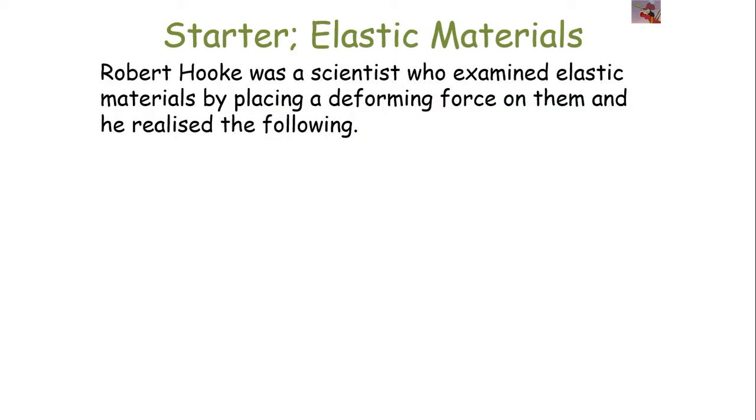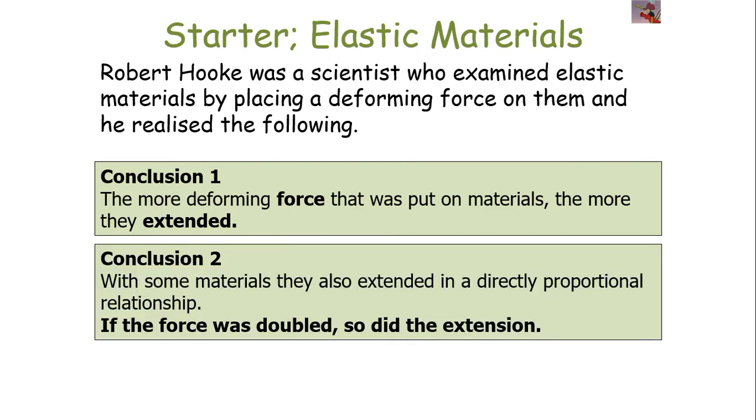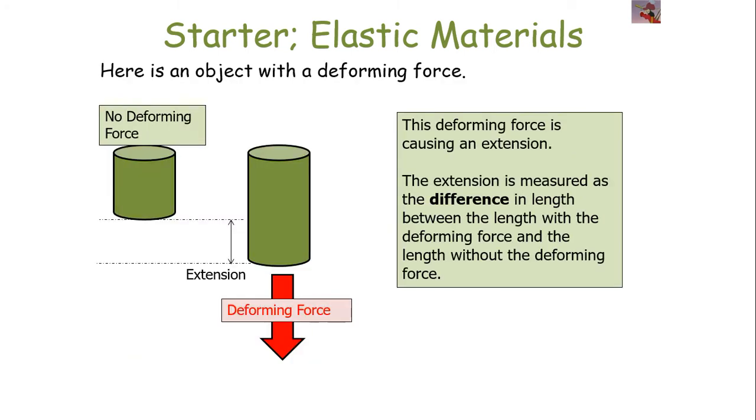Now, Robert Hooke was a scientist who examined elastic materials by placing a deforming force on them, and he realized the following: the more the deforming force placed on a material, the more it extended. With some materials, they were in a directly proportional relationship, so if the deforming force doubled, the extension doubled, and with a large enough deforming force, the material will snap. So just remember, a deforming force can cause an extension.